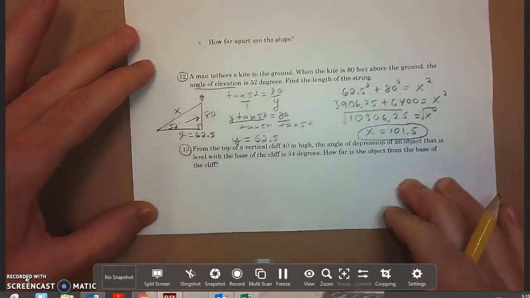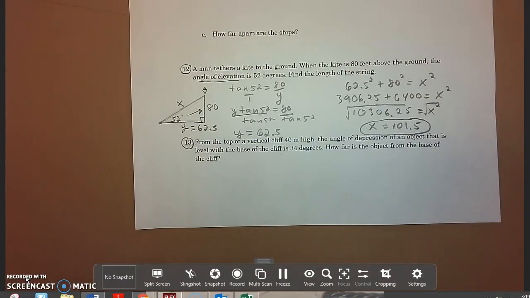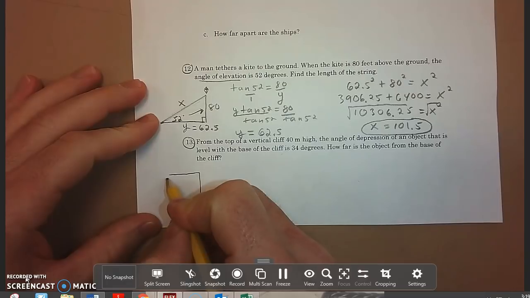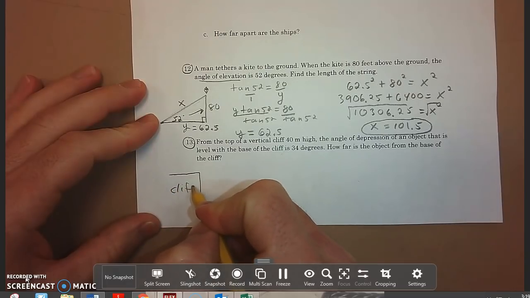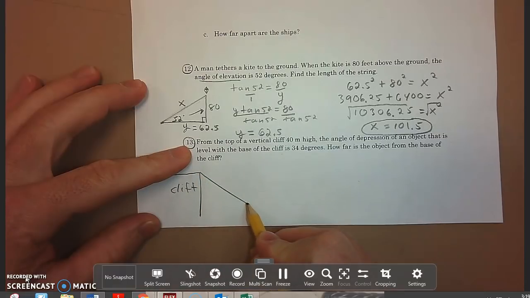Okay, let's look at number 13. Number 13 deals with an angle of depression. From the top of a vertical cliff 40 meters high, the angle of depression of an object that is level with the base of the cliff is 34 degrees. How far is the object from the base of the cliff? So let's start with a cliff here. We'll call this our cliff. We're looking down at an object.